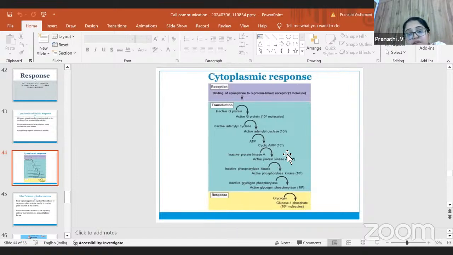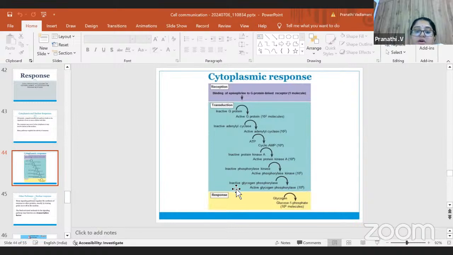This is again amplified 10 power 4 molecules at a time, that is around 10,000 molecules at a time. We already have 10,000 over here, 10,000 into 10,000. Look at the kind of cascade of reaction, and it is an amplified signal over here. This inactive protein kinase A gets activated and this activated protein kinase A activates phosphorylase kinase. So again, release of around 10 power 5 molecules over here.